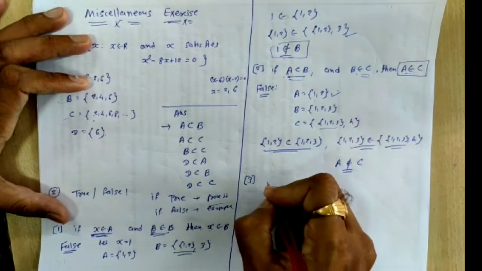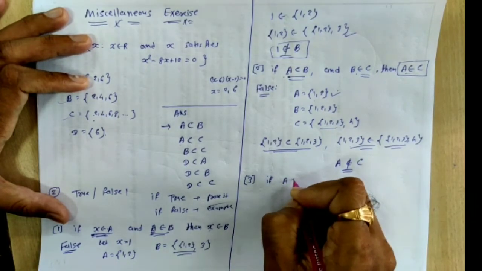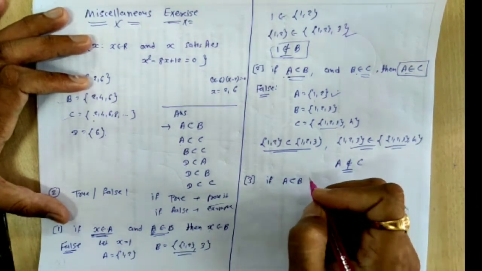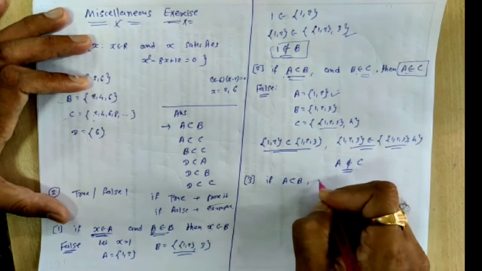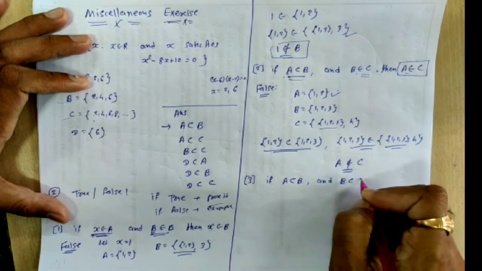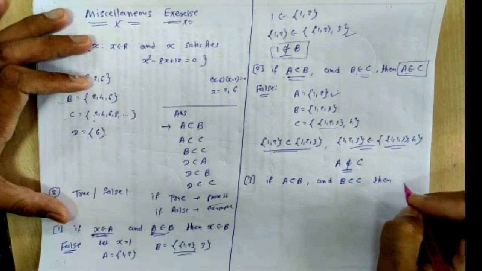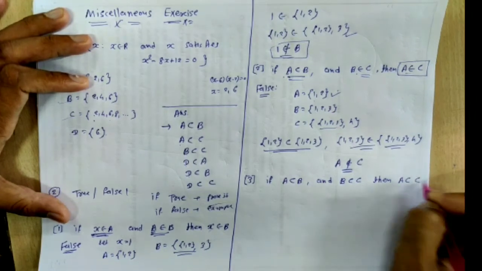Third statement is, if A is a subset of B, and B is a subset of C, then we have to prove that A is a subset of C.